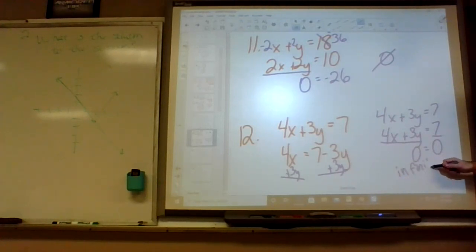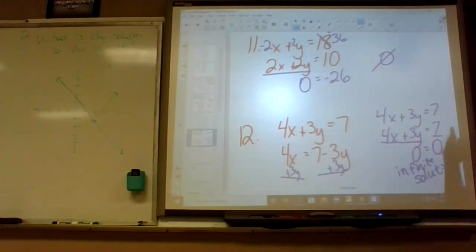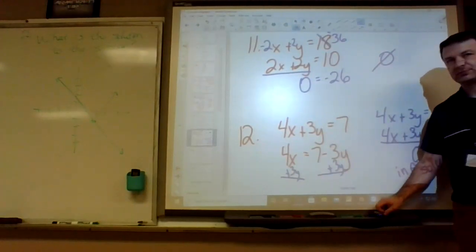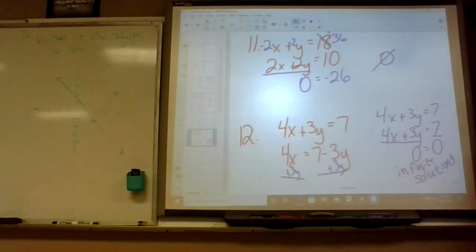There's an infinite number of things that are going to work. It's not really infinite, it's just a whole bunch. No, it is infinite. There's an infinite number of things that won't work also, because you have 2 variables. Like 1, 1 is a solution, it's one of the infinite number of solutions. But 1, 2 is not a solution.